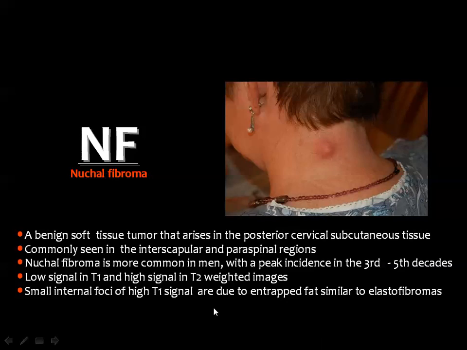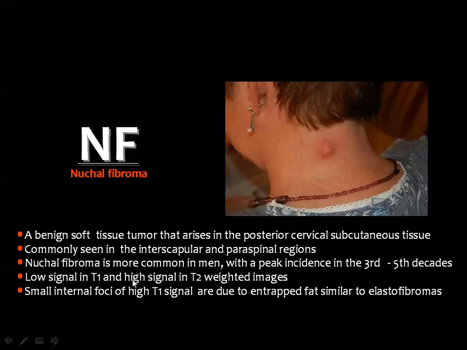Nuchal fibroma is a benign tumor seen in the back of the cervical spine in the subcutaneous tissues, commonly seen in the interscapular region or paraspinal area, and they are common in men. They present between the third and fifth decade.